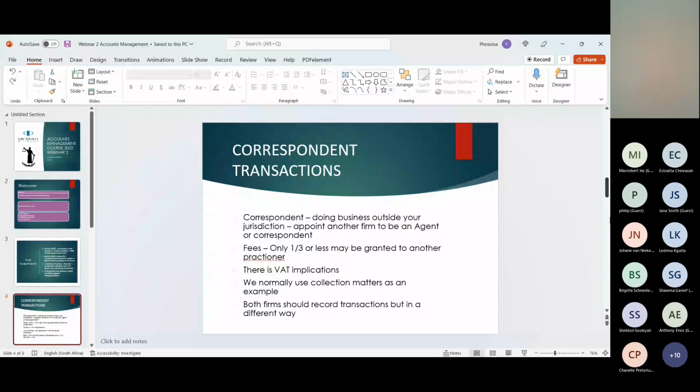Okay, and usually with our corresponding transactions, you would find there is VAT implications. So if a firm is not registered for VAT, then they cannot charge VAT to their client. And in such a case, there is also no VAT which is going to be passed to the other firm. If the firm is registered for VAT, then it charges the client VAT on the fees. And then after that, VAT, which then they have to pass to the fellow attorney.